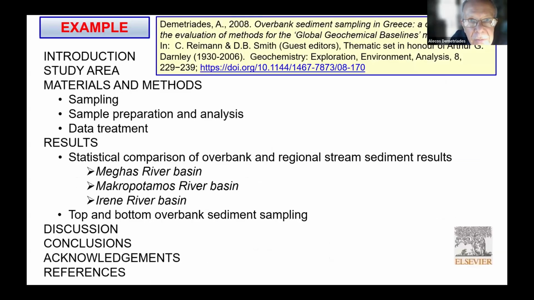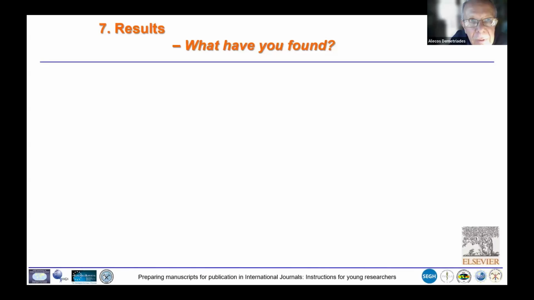And again, this is an example paper whereby we followed exactly the correct procedure to get it through the editor and the reviewers. And again, I can send you this paper.